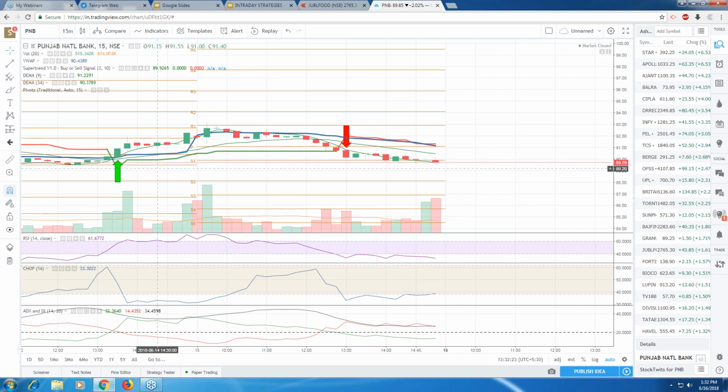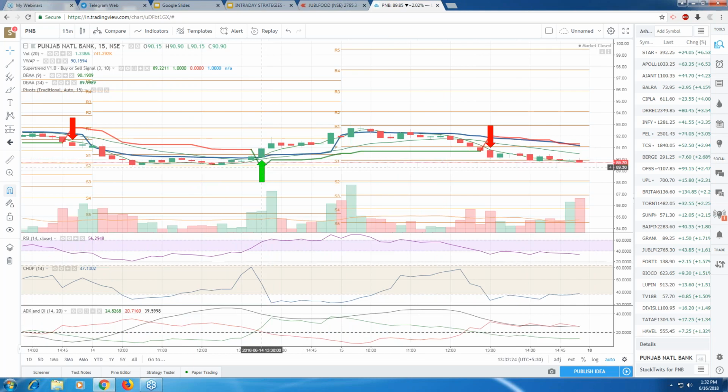So this is Punjab National Bank on 15 minutes. Choppiness has come down and ADX is very strong. And the moment it goes above 90.95, the stop loss will be 90.15. This is 90.985 and it will take you to 93.05. So this is how you trade intraday.